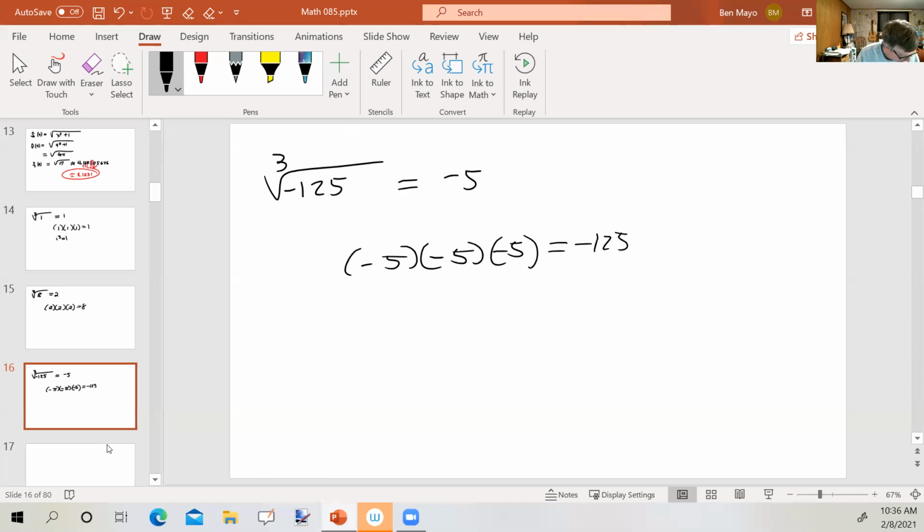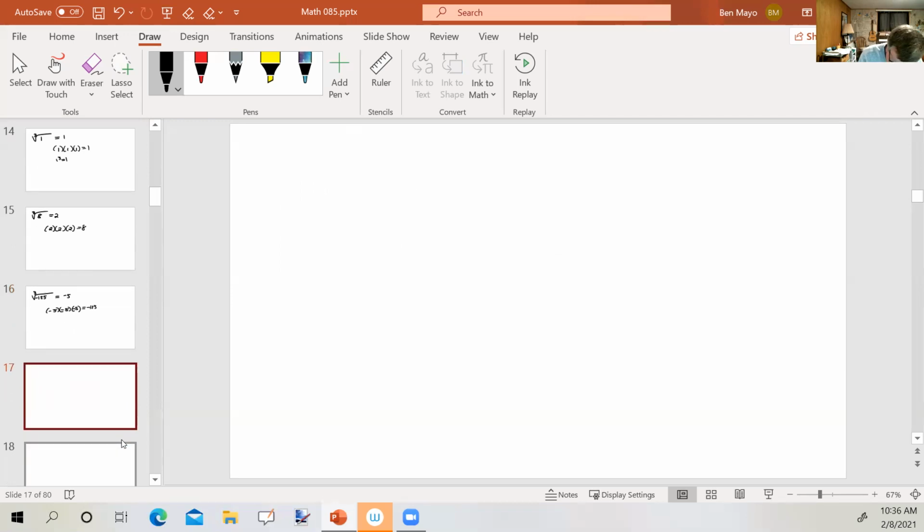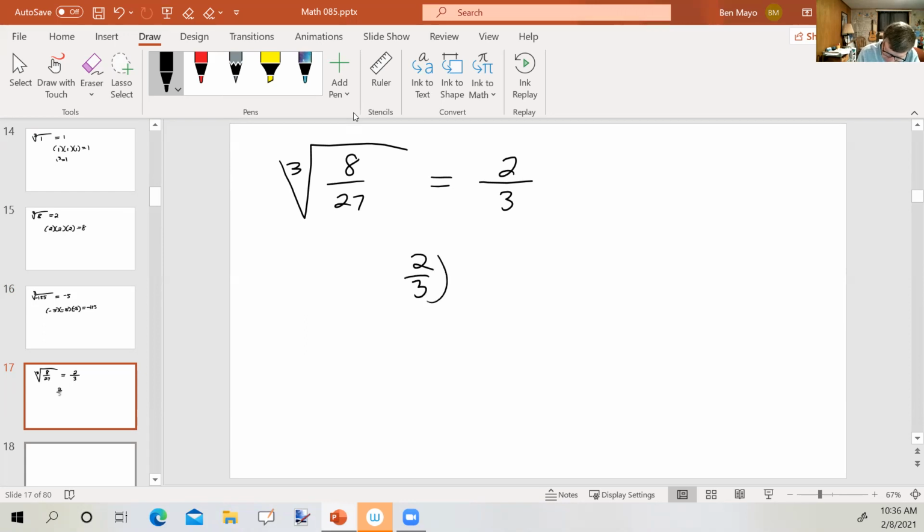Okay. How about this one? The cube root of the fraction 8/27. Well, in the numerator, the cube root of 8 is 2. In the denominator, the cube root of 27 is 3, because 2/3 times 2/3 times 2/3 equals 8/27. So it checks.